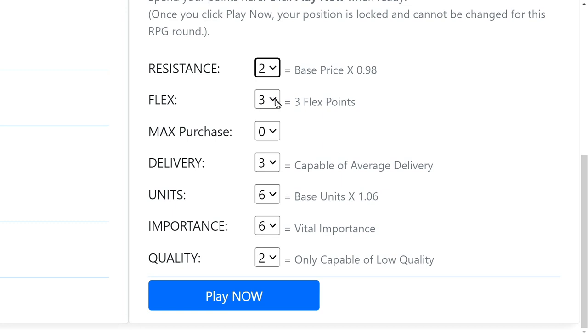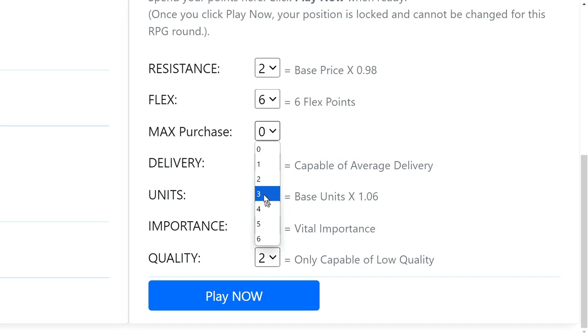Let's go ahead and look at flex. What is flex? Well, if I choose 4, I get 4. If I choose 6, I get 6. Flex points is flexibility. It's a way to increase your flexibility in your negotiation. Remember we said, when you negotiate, the more flexibility you have, the better. But you don't always have a lot of flexibility, and it's not for free. So you need to spend some points here.